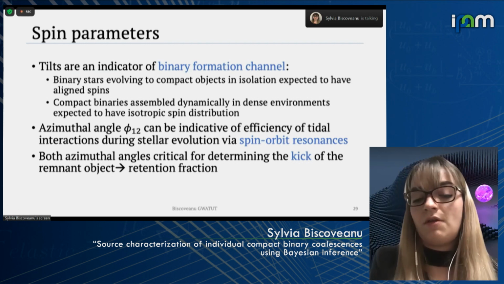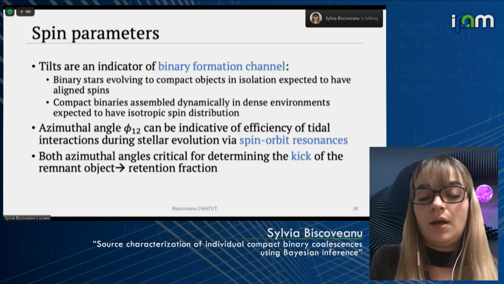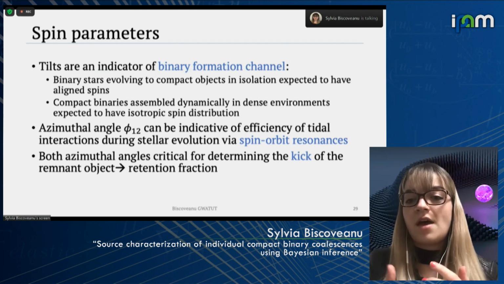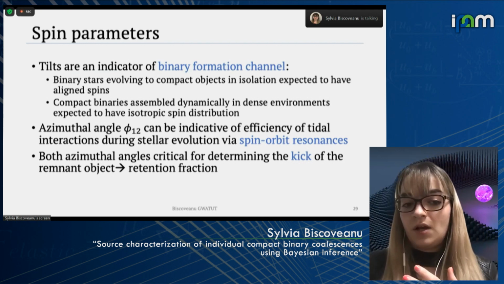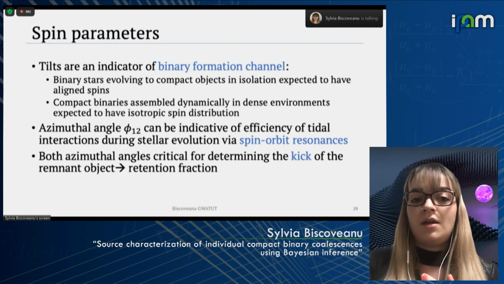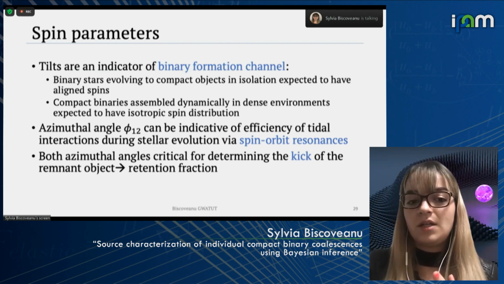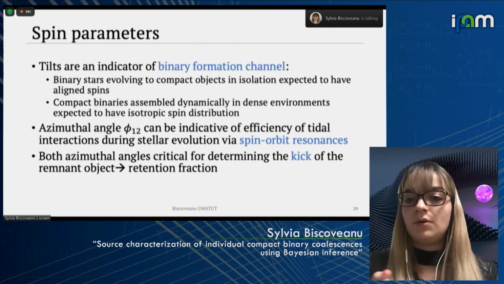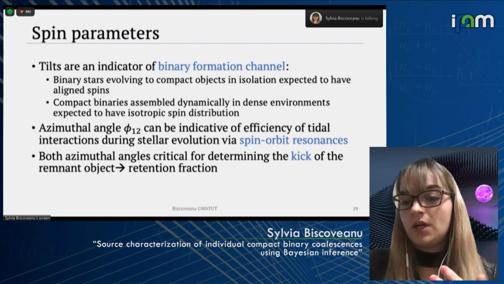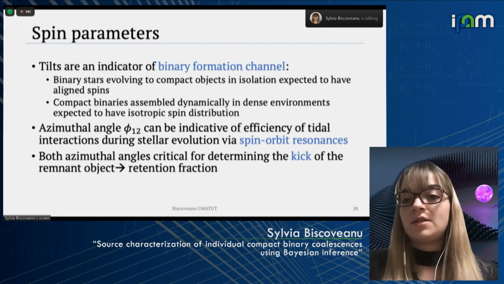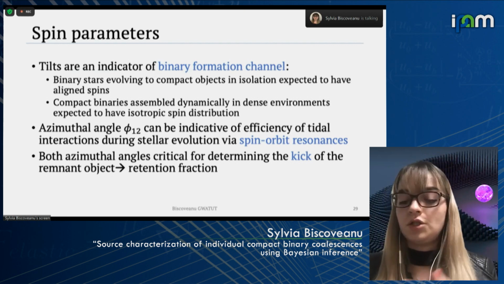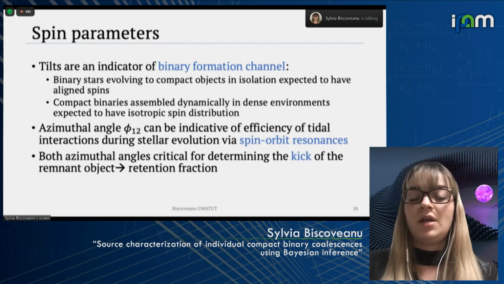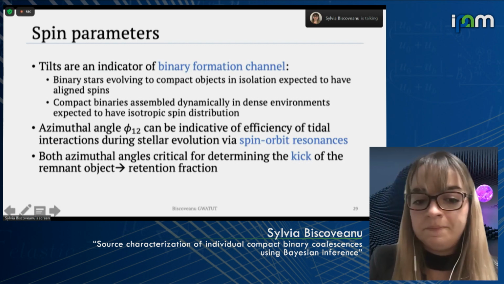So for example, if it did occur dynamically in a globular cluster and you had a kick that was greater than the escape velocity of the cluster, then that black hole would be ejected and it would not be able to stick around in the cluster and interact with other black holes and eventually maybe merge again. And so that determines the fraction of what's called second generation mergers, where one of the compact objects remaining in the binary is the remnant of a previous merger.